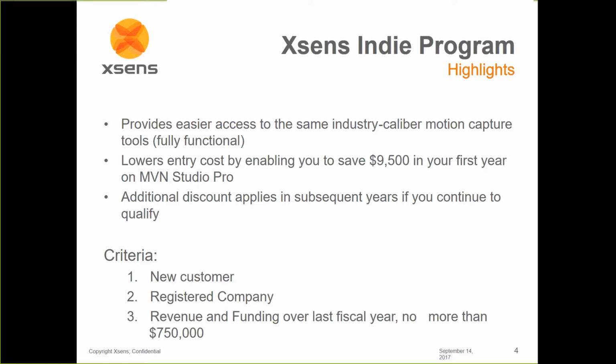The products that are sold in our Indie program are fully functional. They are not a dumbed down version of our systems. In fact, the hardware is exactly the same. We are lowering the entry cost by enabling you to receive your first year of software for free. And by software, we are referring to MVN Studio Pro, which is our highest tier of software, valued at about $9K or so. So it's a significant savings in your first year, and in subsequent years, if you continue to qualify, you will receive an additional discount on the software as well.